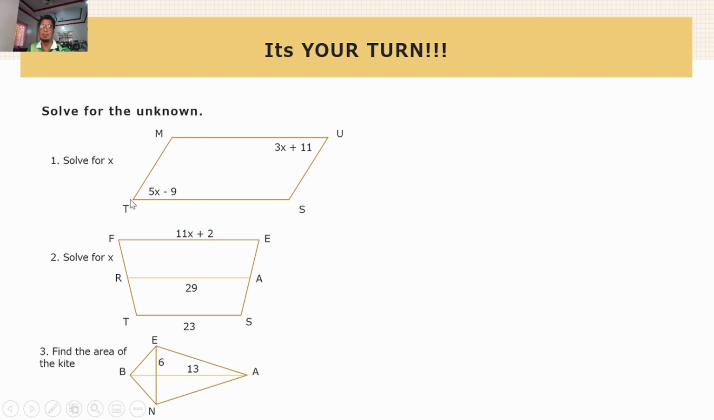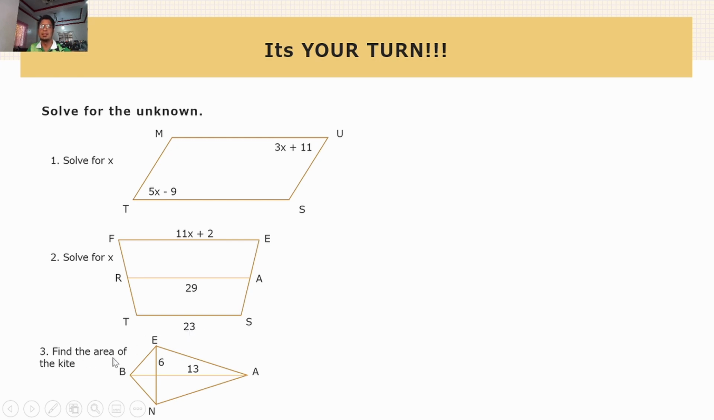So, number 1 is a parallelogram. Angle T is 5x minus 9. Angle U is 3x plus 11. Number 2, it's an isosceles trapezoid. First R. Ayun. So the given FE is equal to 11x plus 2. RA is 29. TS is 23.